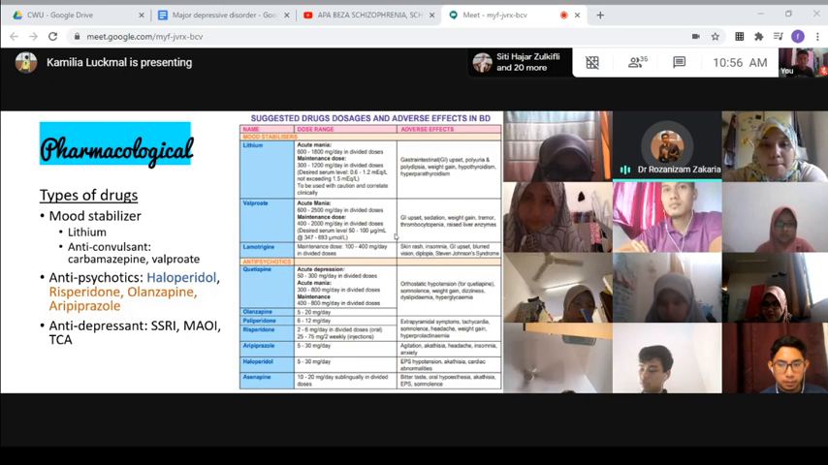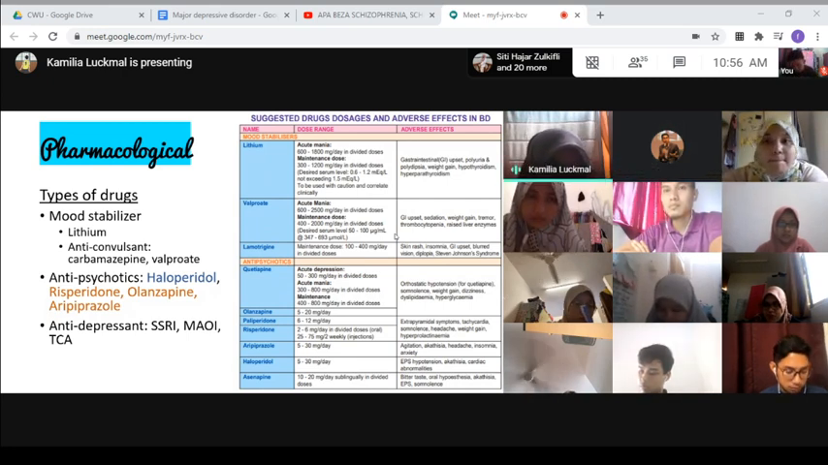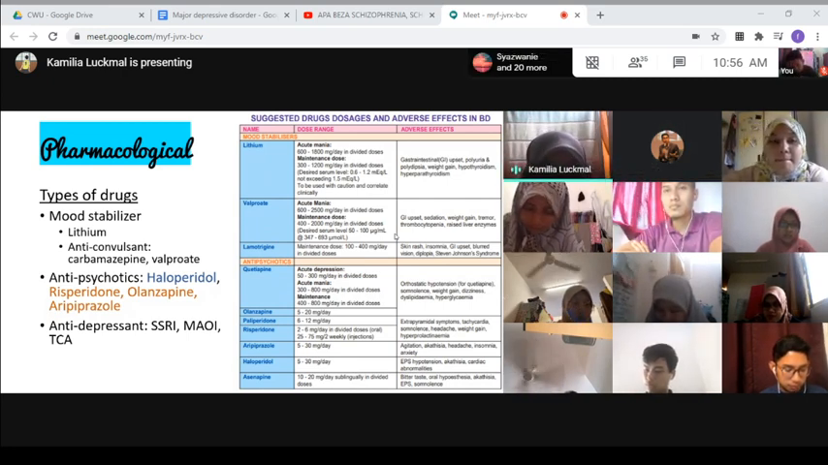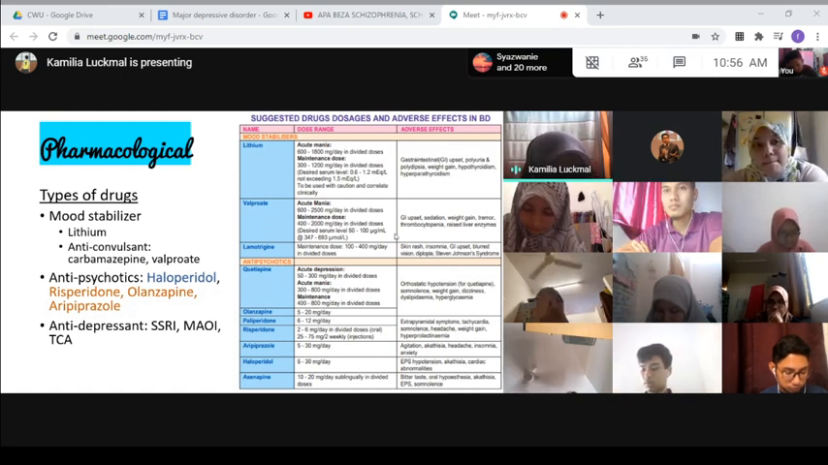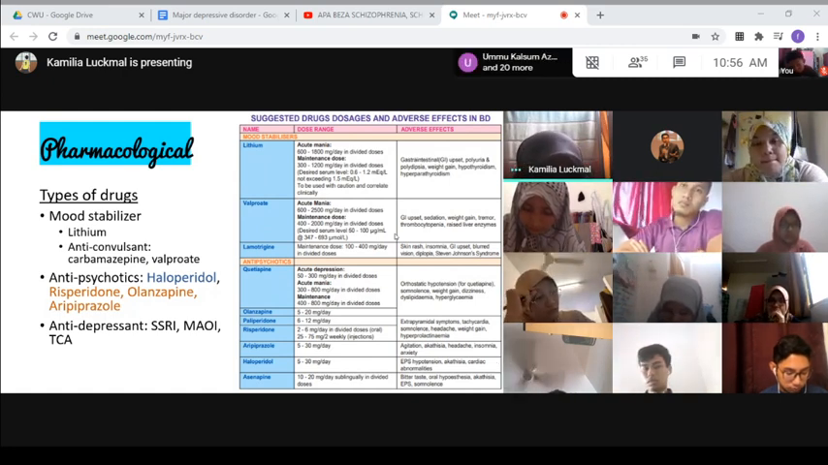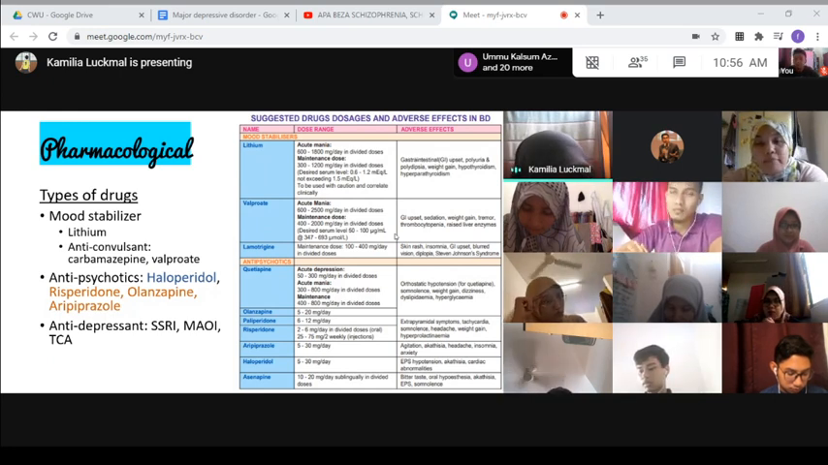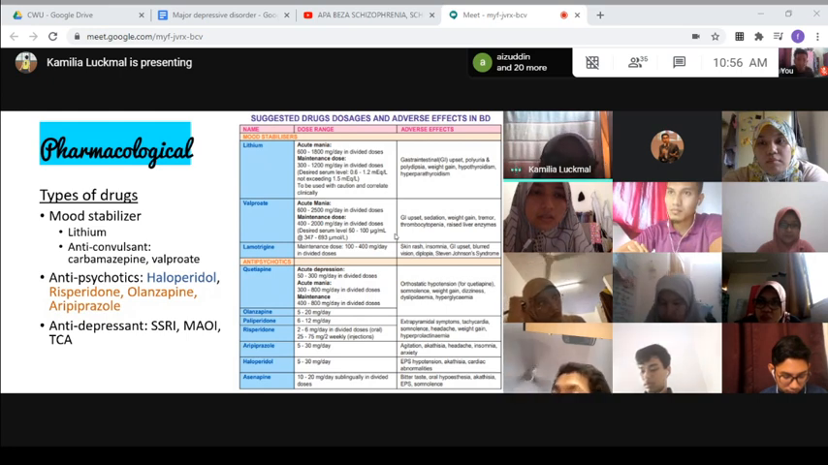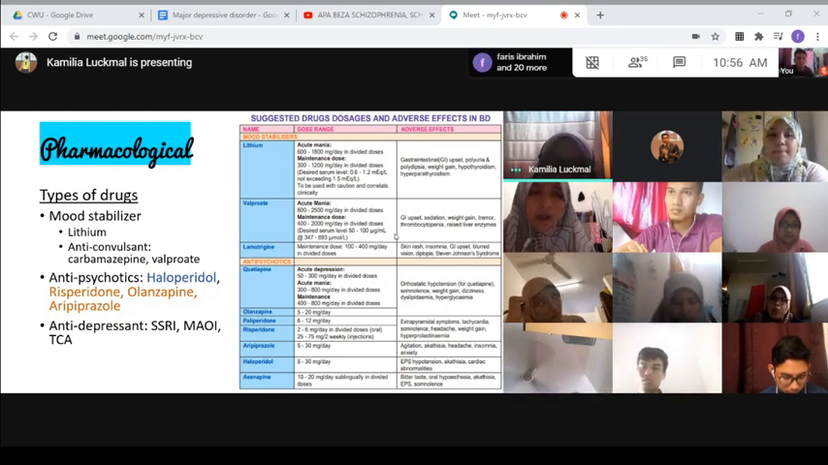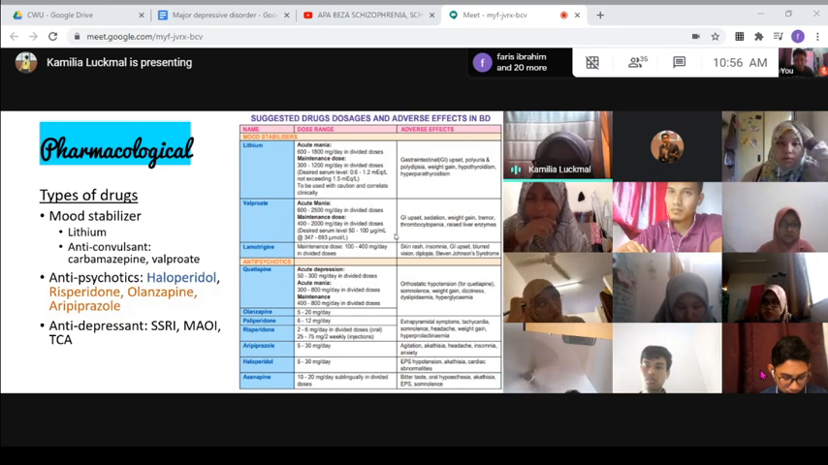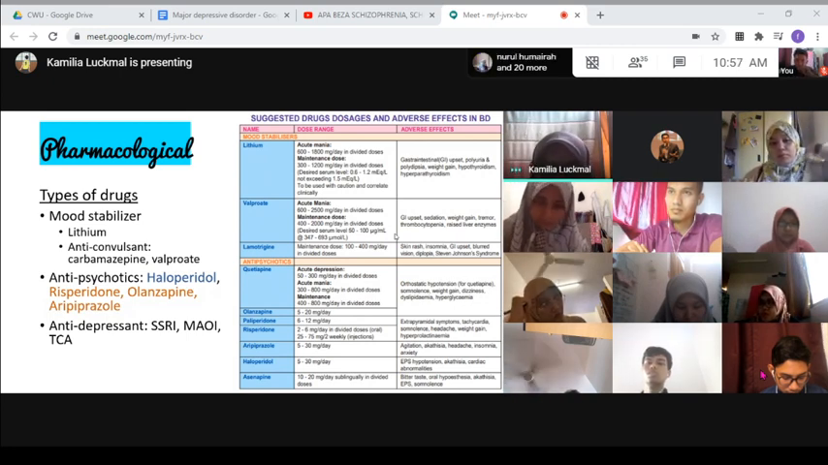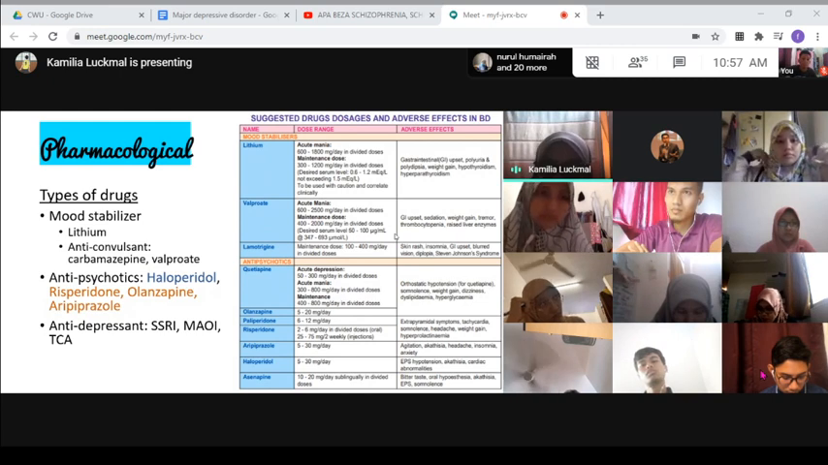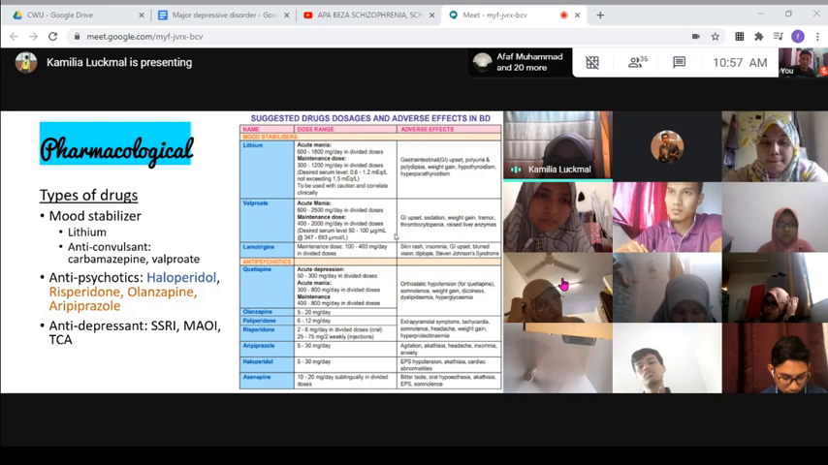Okay, and then antipsychotics, there are two types, whether typical and atypical. The second generation or atypical antipsychotic. So the typical antipsychotics, the example is haloperidol, while the atypical antipsychotics, examples are risperidone, olanzapine, aripiprazole, and many more. And also used, antidepressant.